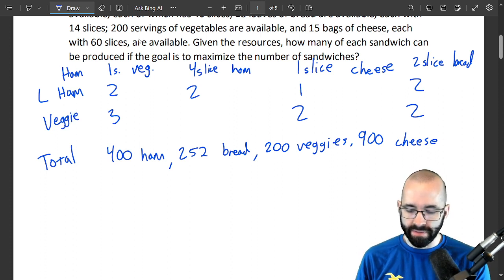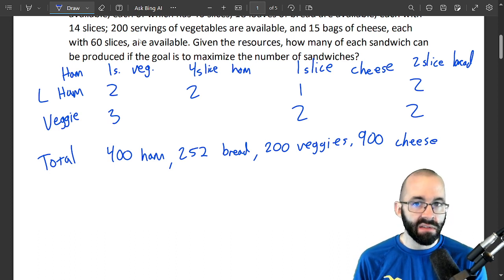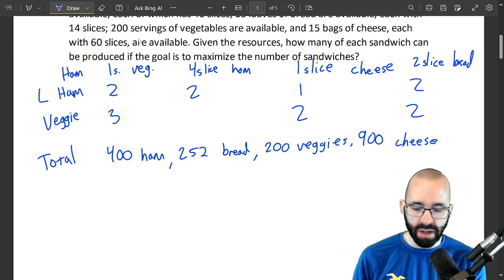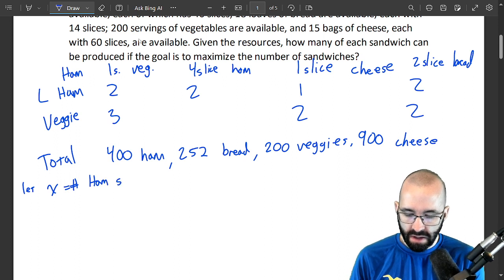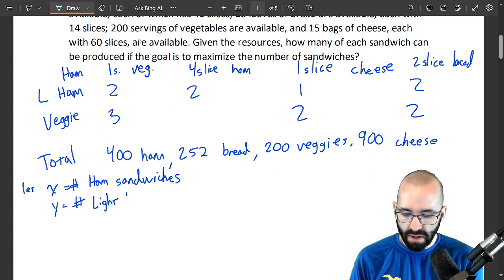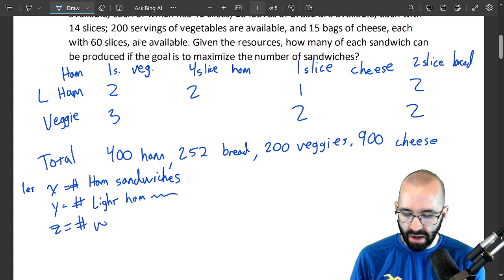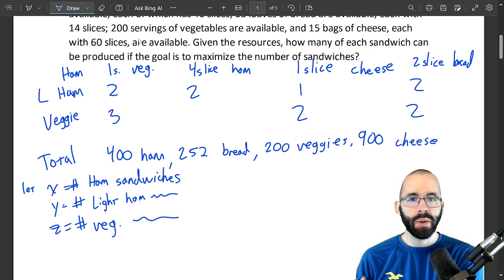All right, so we can let X, Y, and Z if we want to do it. We could have H, L, and V, ham, light ham, and veggie. Whatever variables you want. I'm a pretty boring guy sometimes. Let's say let X equal the number of ham sandwiches. And we'll have Y be the number of light ham sandwiches. And Z be the number of vegetarian sandwiches. All right, great. Now we're close.